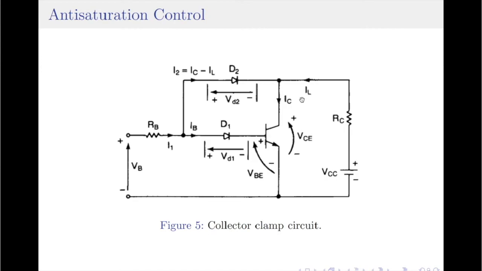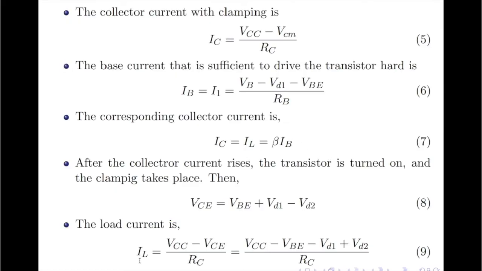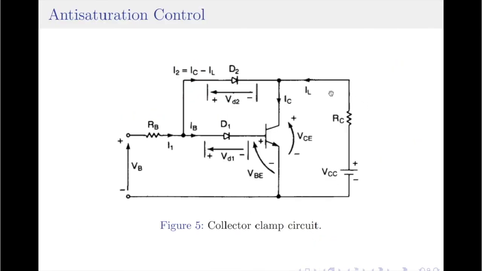So, the equation for IL is obtained by applying KVL to the collector emitter circuit, which is given by IL equals VCC minus VCE divided by RC. Now, I will substitute equation 8 for VCE here and therefore the load current equation is VCC minus VBE minus VD1 plus VD2 whole divided by RC. Let us now once again write the equation for collector current, which is still the same, which is beta IB.